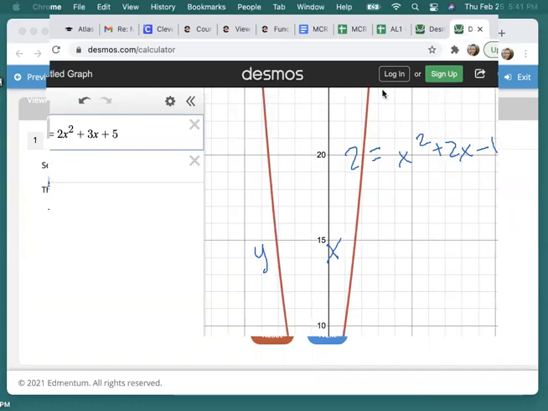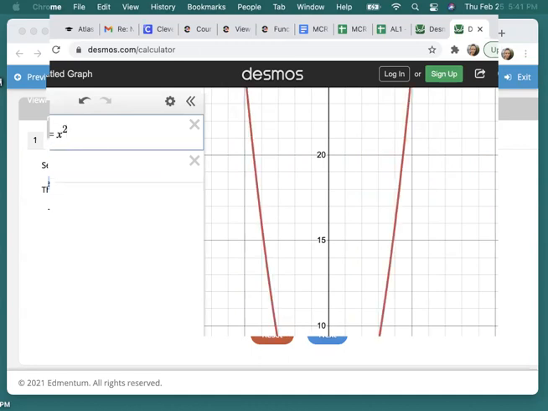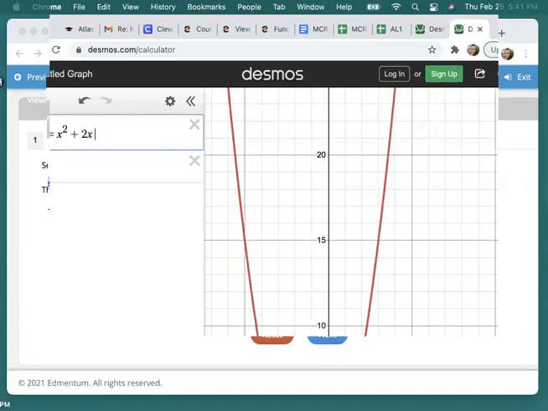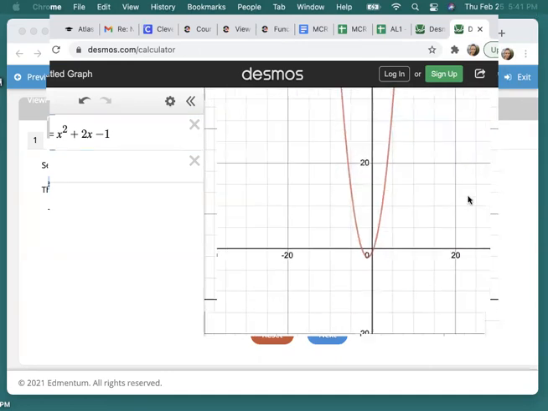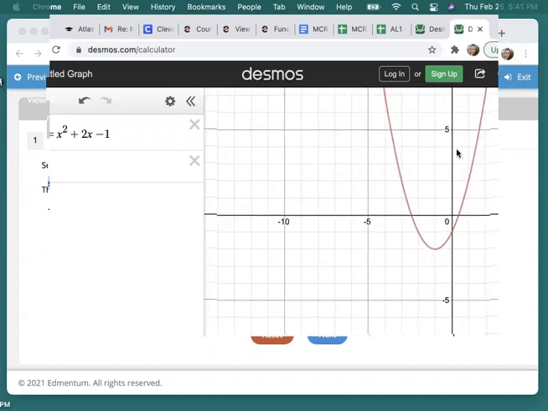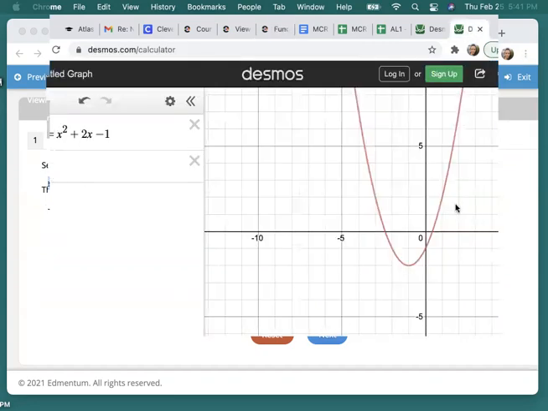Let me clear. Oh, I forgot what it was already. X squared plus 2x minus 1. Okay, so it graphed it for us, and I can reposition and move it around. And then all I would need to do is, okay, when y is 2, x could be 1 or negative 3.